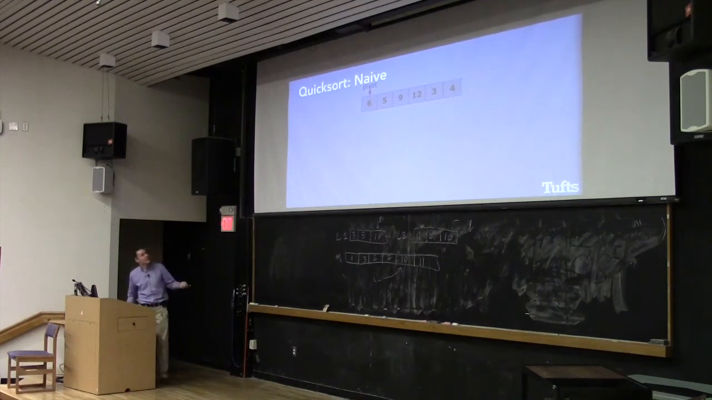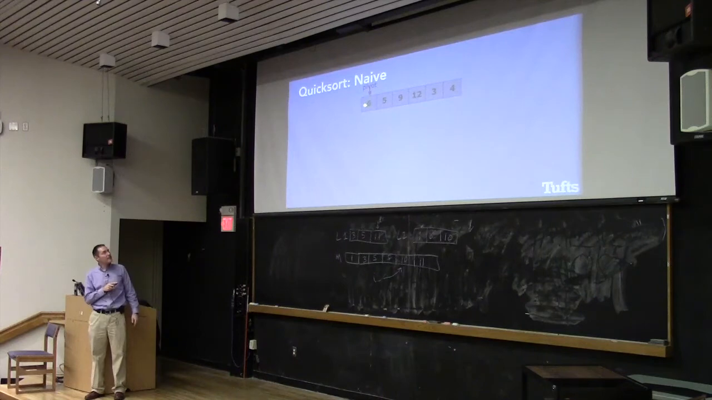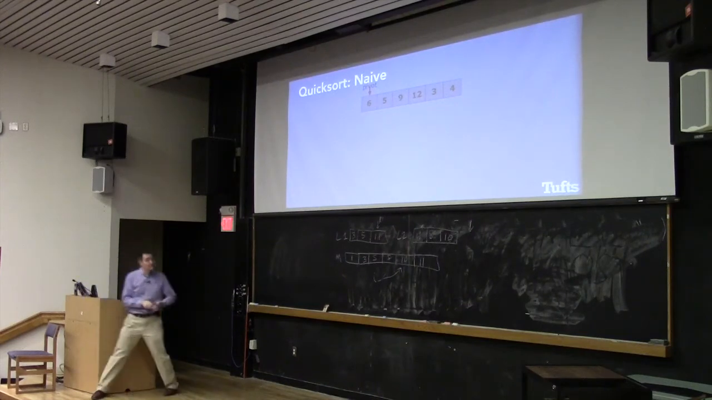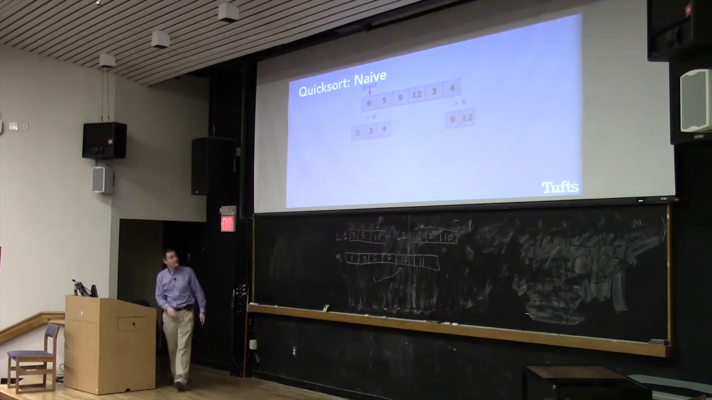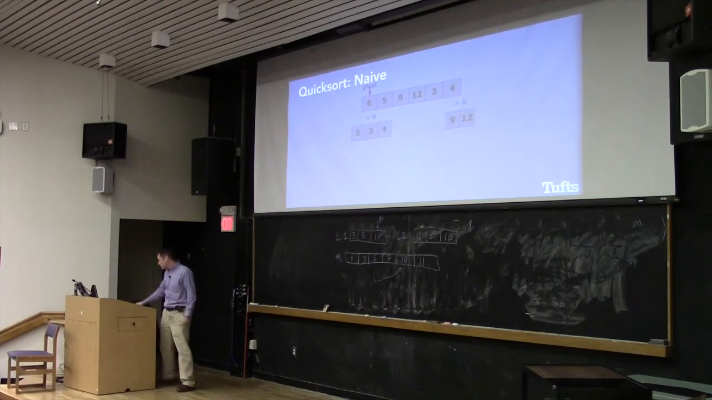Let's do the naive case first. Let's say that we have our array here, and we pick our pivot as the first element, 6. So now we're going to create a new array where all the elements less than 6 are to the left of it, and all the elements bigger than 6 are to the right of it. You can pretend this is one array or two arrays, doesn't really matter. So now you've got 6 kind of in the middle here.